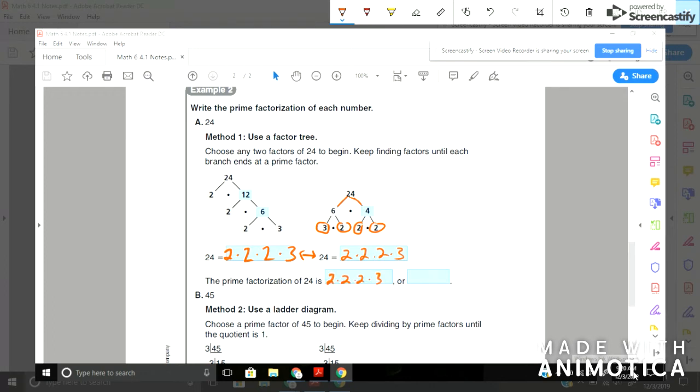Or you could shorten that up because repeated multiplication we can write as exponents. So we can say that's the same thing as 2 to the third power times 3 because there are 3 2's here, right? That is using a factor tree. I like this method the best. We'll get lots of practice with it.